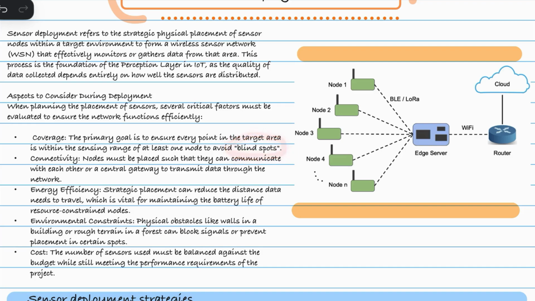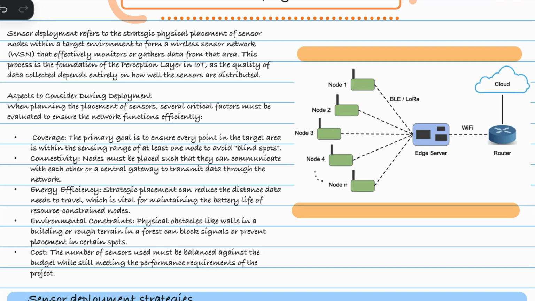Alright, to avoid and eliminate the blind spot so that every point in the target zone falls within the sensing range of at least one node. Then comes the connectivity. Coverage doesn't matter if a sensor cannot talk to anyone. So nodes must be close enough to their neighbors or central gateway to establish a stable radio link, allowing data to hop across the network to the cloud or the sink.